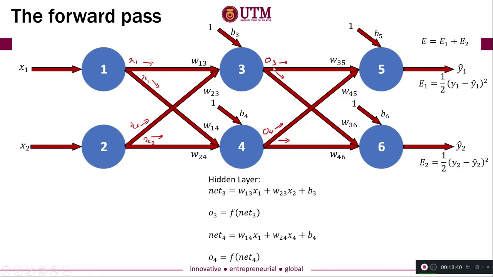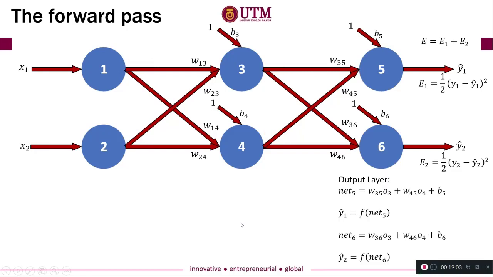So to find the O3 or O4, you need to execute your activation function at this neuron with the input, which is net 3, where net 3 comes from the linear equations there. So this one is for neuron 3, this one is for neuron 4.